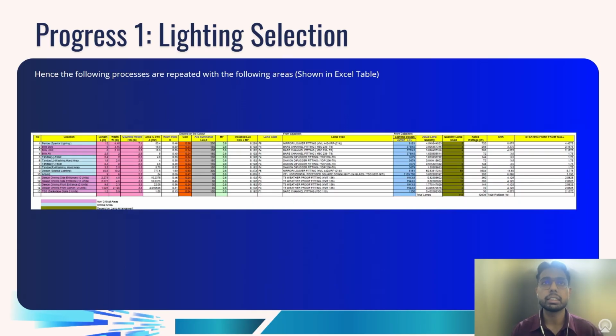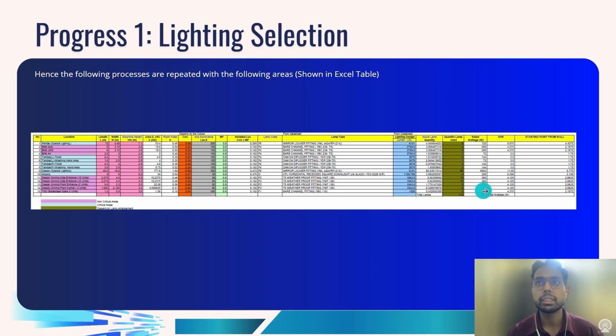So this is one example. How do we repeat? The following processes are repeated for the other areas, as shown in the Excel table. I'm not really sure if you all can see the Excel table, but the same process is repeated for each consecutive room with respect to their values for the mounting height, the area, room index, COU, and the lux value. The maintenance factor is kept constant, and then the lamp type is determined, and the lighting design lumen, followed by the actual lamp quantity and the quantity of lamps used.